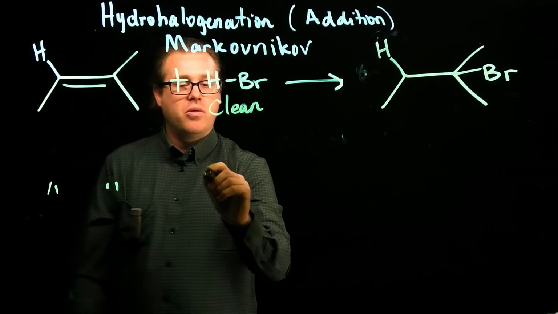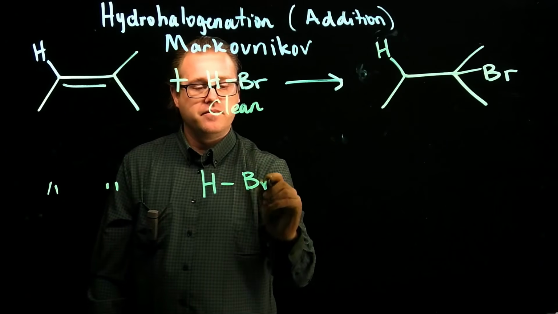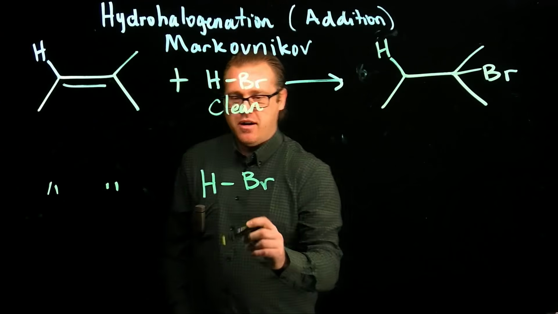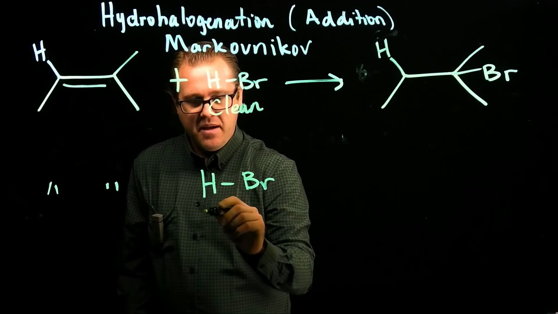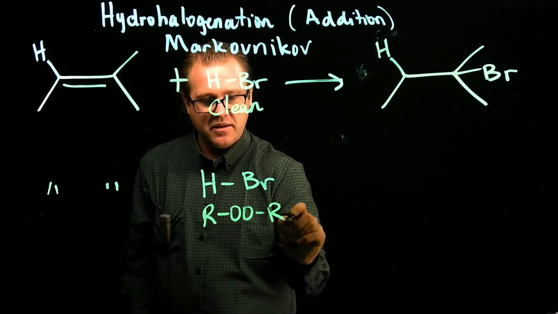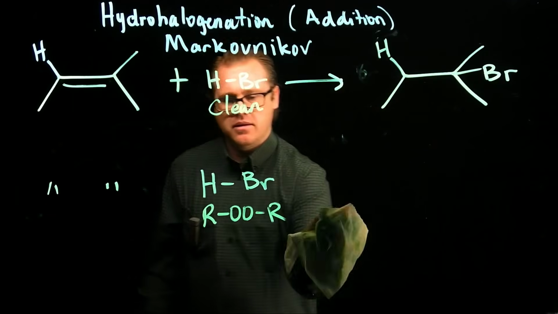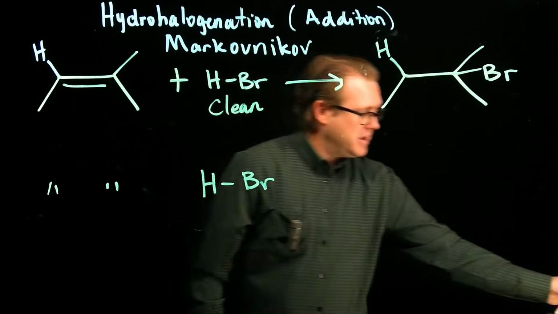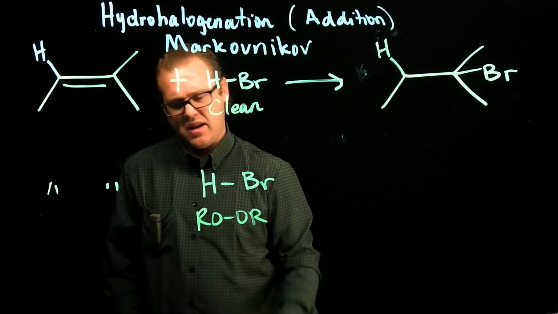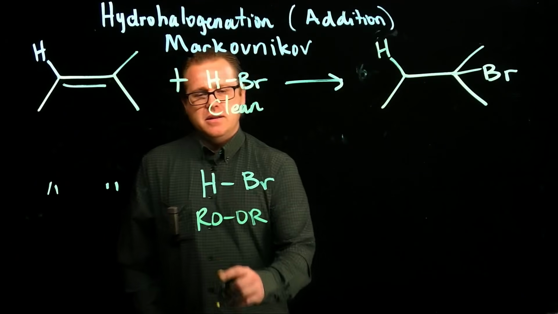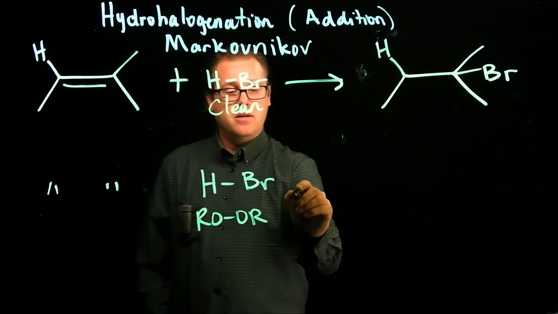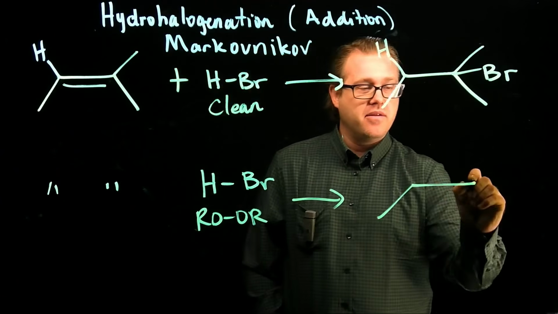However, when you use not so clean HBr, they found that the contaminant was some type of peroxide. Okay. Let's see here. They're going to look better like this. That looks better to me. So a little bit dirty HBr, we get the anti-Markovnikov product.